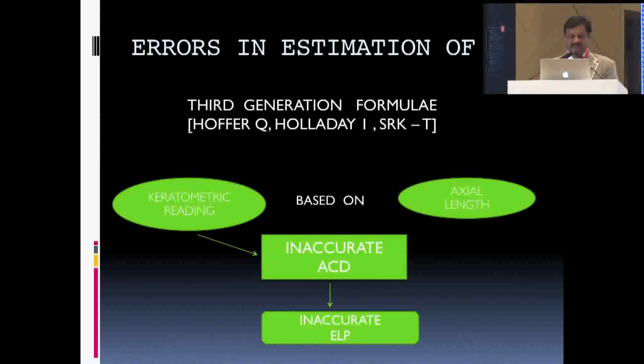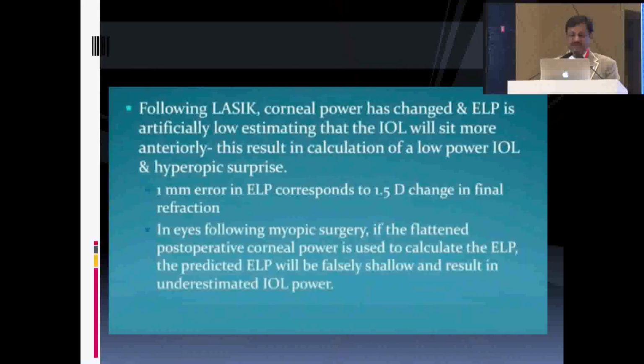Now what happens is when you are using these third generation formulas like Hoffer Q, Holladay, SRK/T, they work on basically calculating the keratometric readings and the axial length, and based on that, they assume an anterior chamber depth and effective lens position. Now since there is an alteration in the anterior curvature, that misleads into giving an effective lens position which is abnormal. So following LASIK, you can have underestimation. It is estimated that the IOL will sit more anteriorly, and this results in the calculation of a low power IOL. That means a hyperopic surprise.